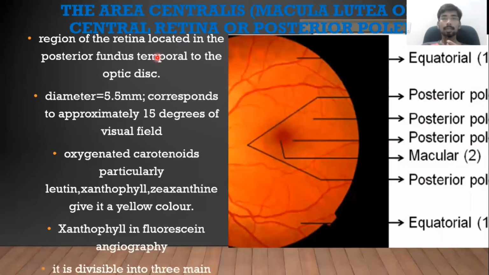Area centralis or macula lutea or central retina or posterior pole. It is the region of retina located in the posterior fundus temporal to the optic disc. Diameter 5.5 mm corresponds to 15 degrees of central visual field. Oxygenated carotenoids, particularly lutein, xanthophyll, zeaxanthin gave it yellow color. So this is area centralis and this one is equatorial region. Here this is the equatorial region.